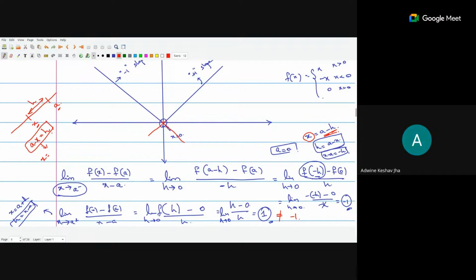A minus h. When x is coming from the left side of a, see this x coming towards a from the left side, I should replace x with a minus h. So if I wanted to move to h, that is why in place of x, I substituted a minus h.